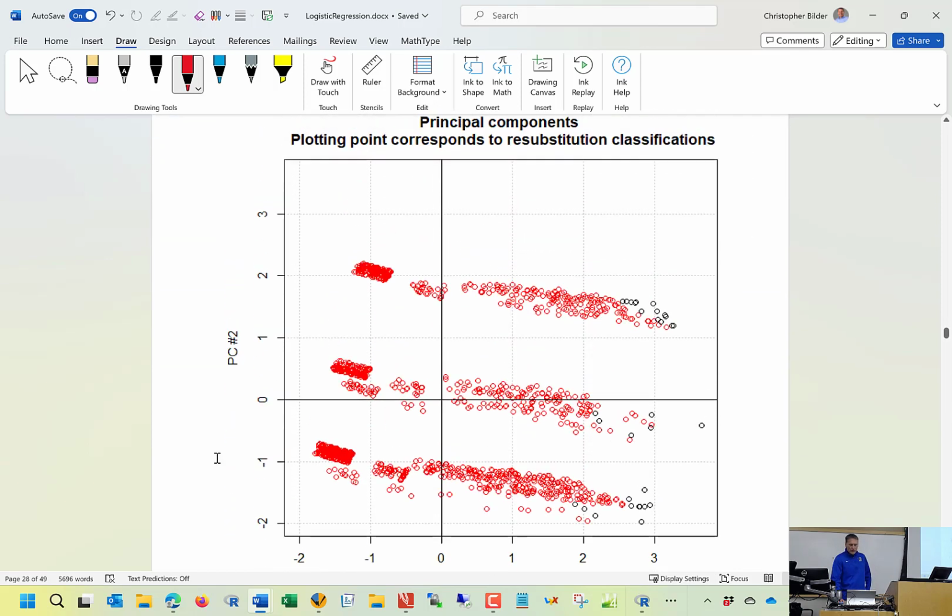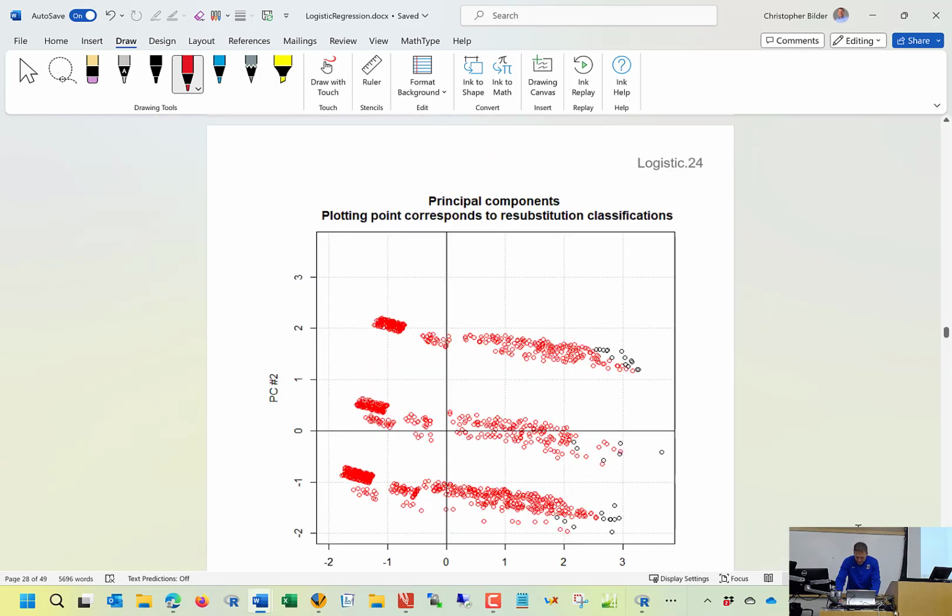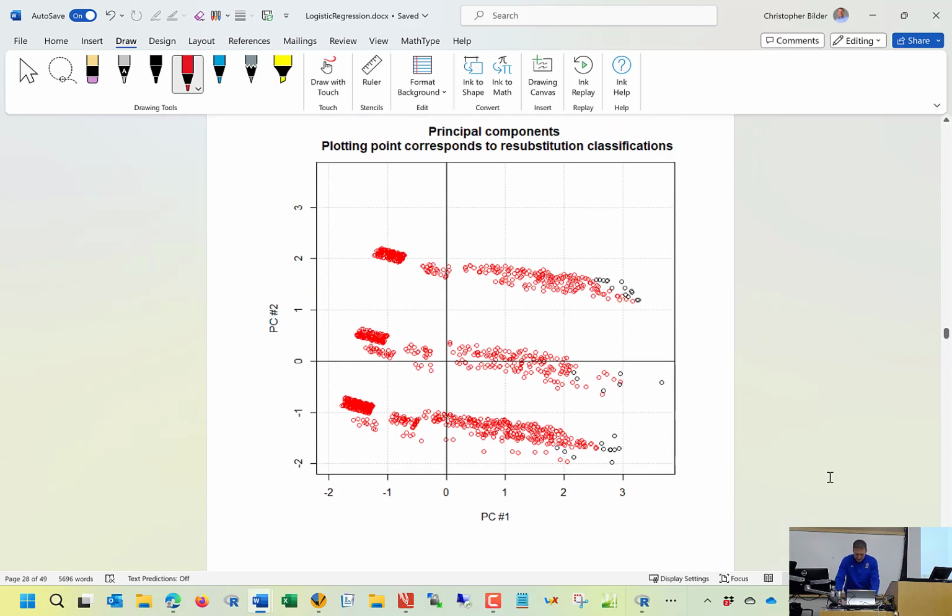Now we can also create some plots. Let me make this a little bit smaller. So remember what we've done before. We've got the principal component scores, and then we had the plotting point correspond to what was the prediction. And this is what happens when I do this here. Again, the black is a predicted success. Red is a predicted failure.